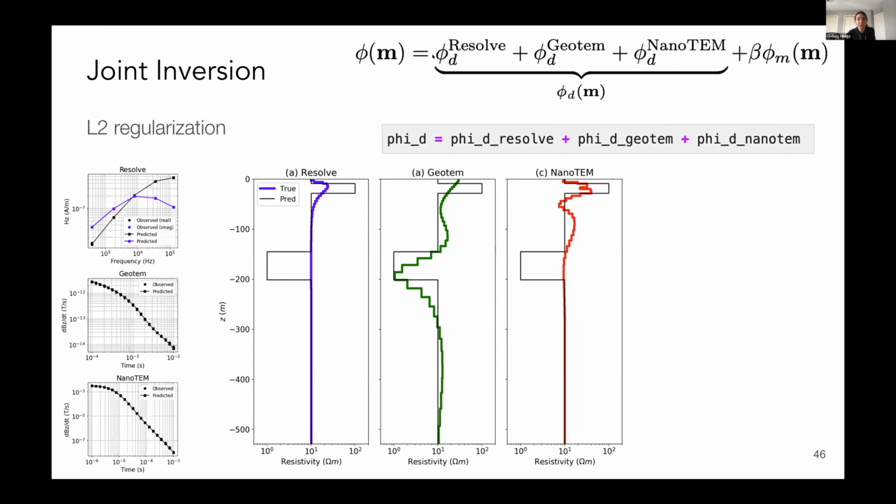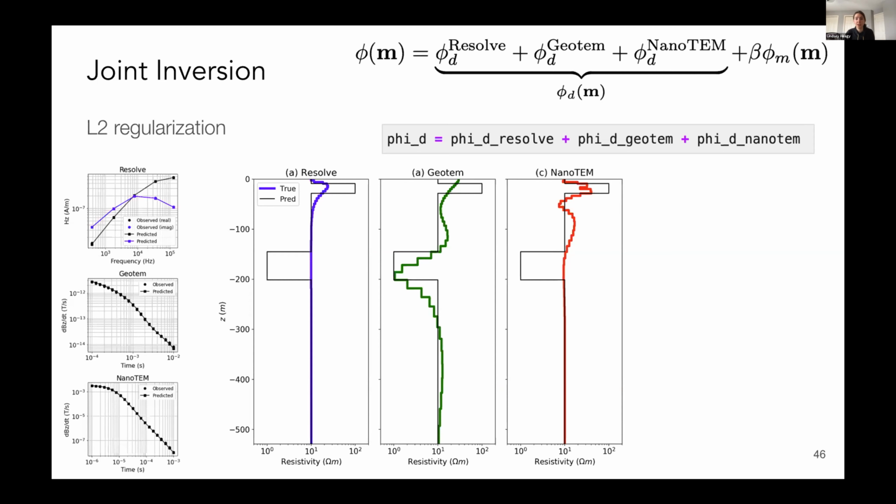In this case, we can define the composite phi-d, the phi-d that we want to work with in the inversion, as being composed of these three misfit terms. We've got the phi-d that was constructed for the RESOLVE, so this is looking at a frequency domain EM implementation. We've got one for the GEOTEM, and this is now looking at a time domain implementation. And we've got the NANOTEM, and this is time domain, but now at earlier times than the GEOTEM. So these are actually three different surveys and specifications of the forward simulation, but they're all sensitive to the same physical property, electrical conductivity.